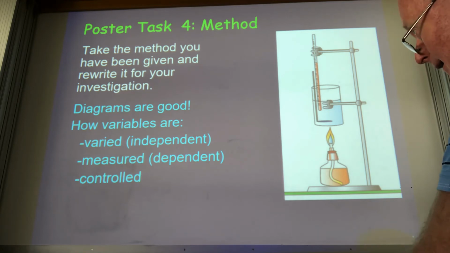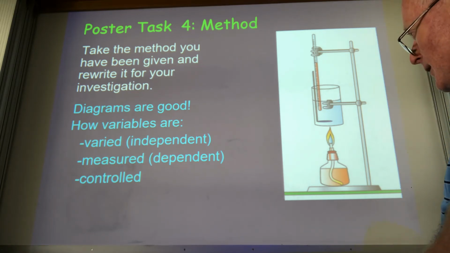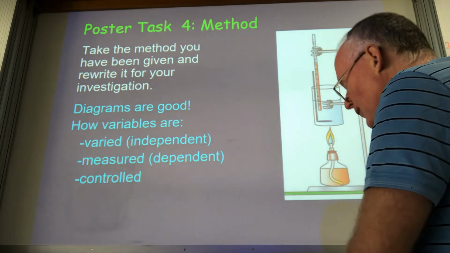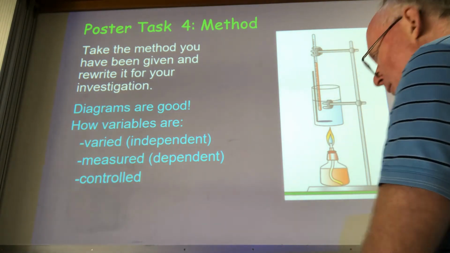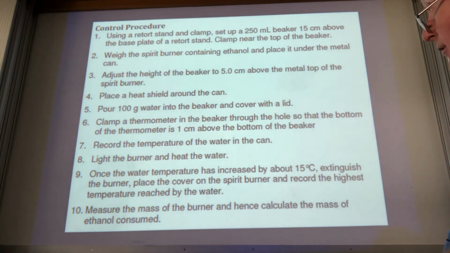And just make it clear how you're going to vary the independent variable. Make sure that it's still clear how the change in temperature is going to be measured, and if you need to emphasise how other variables are going to be controlled, include that detail. Now that's the control procedure.